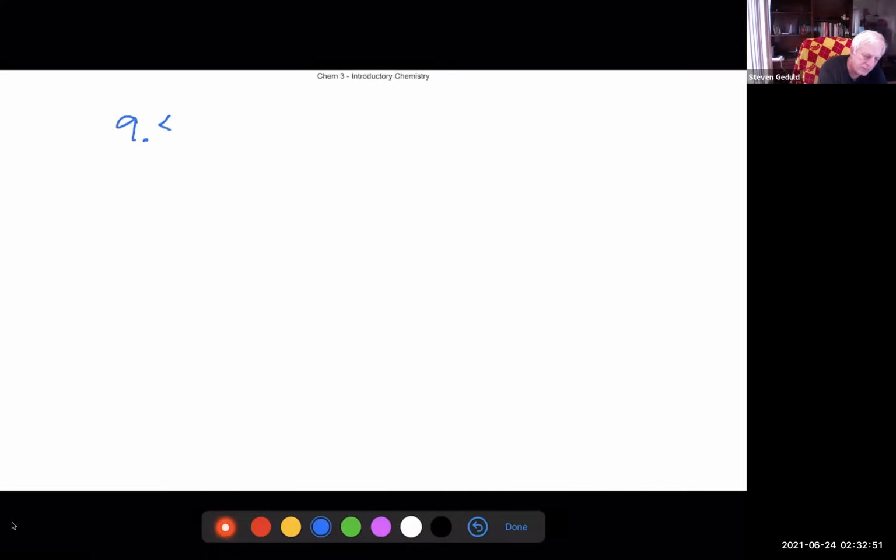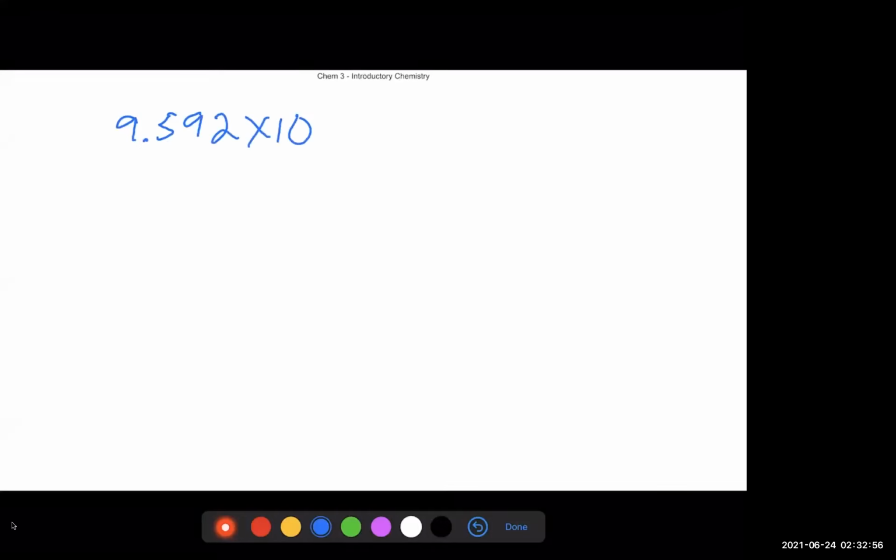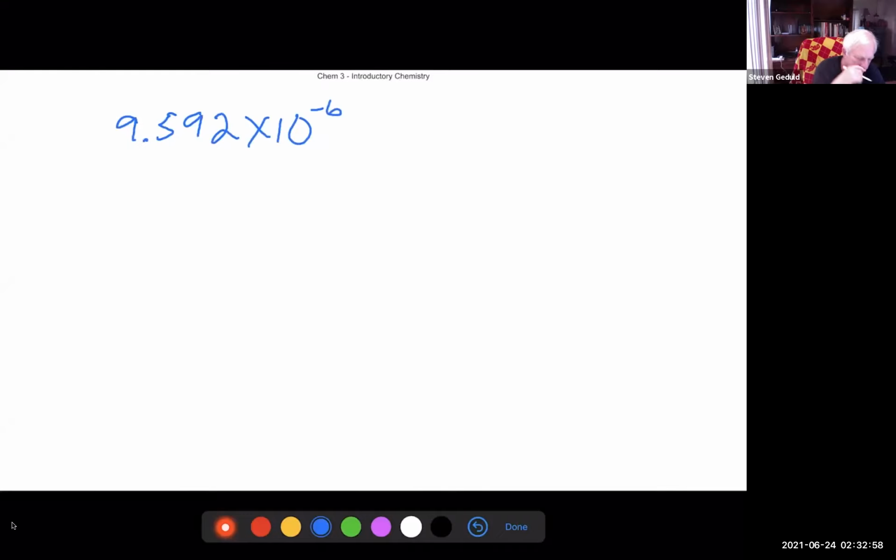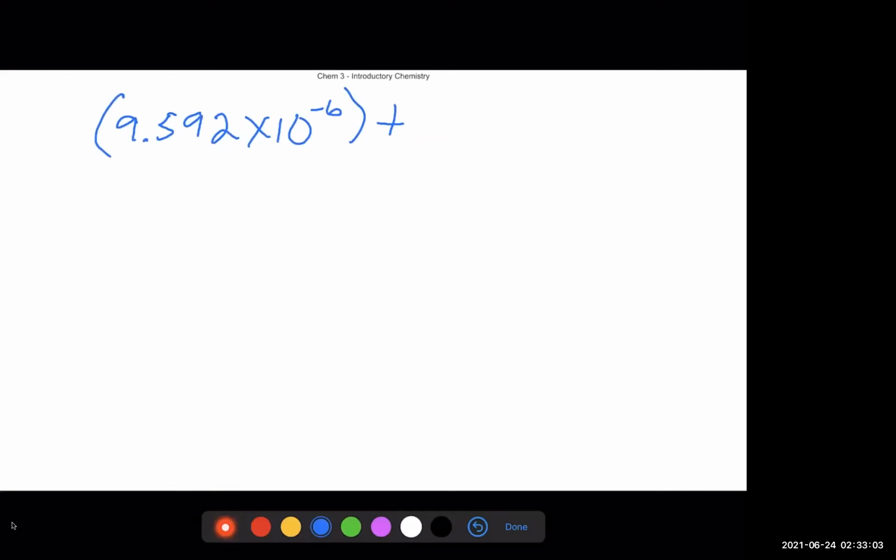Yeah, I have a question on homework number 2. Okay. It just says determine the sum. And it's 9.592 times 10 to the negative 6 power, plus 1.220 times 10 to the negative 4 power.